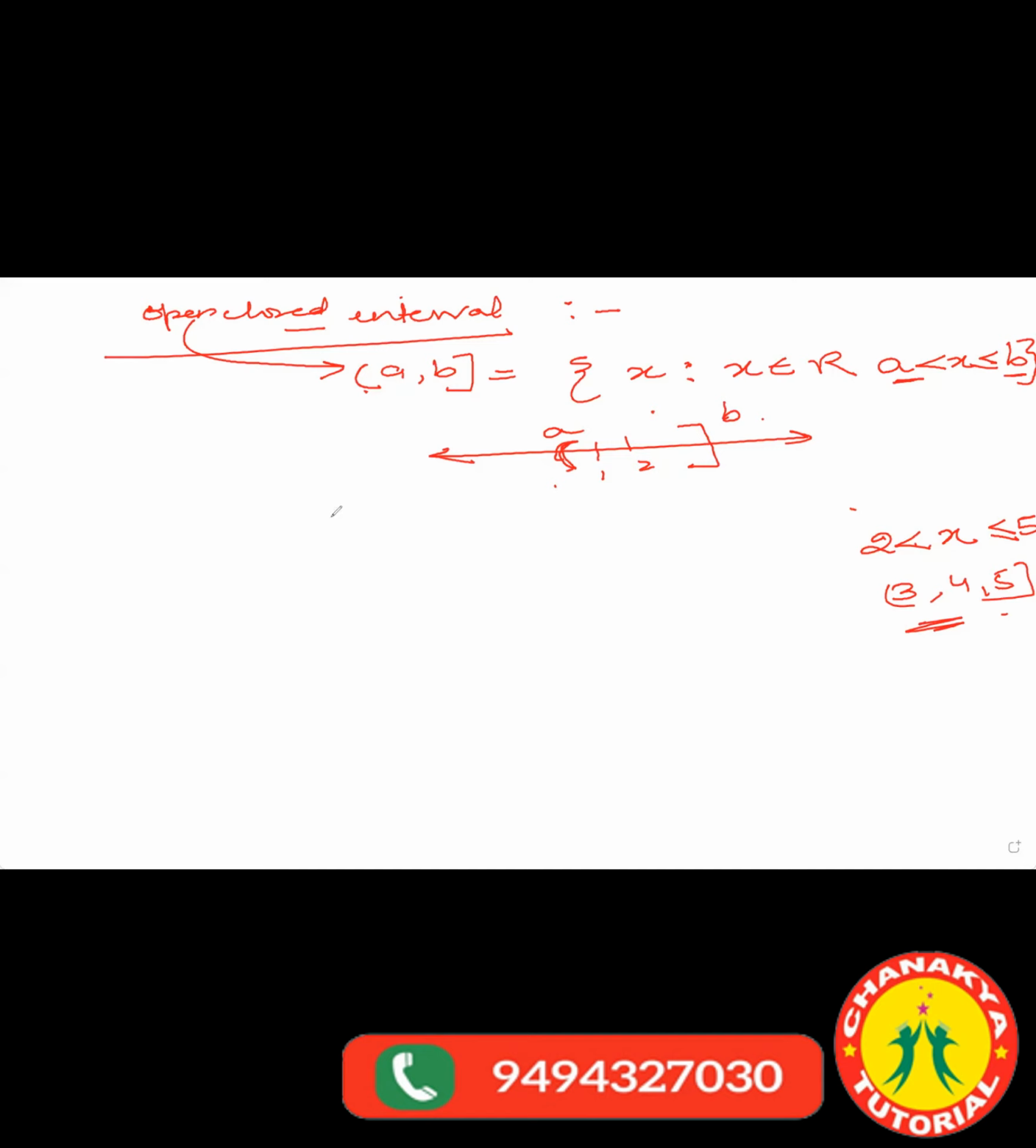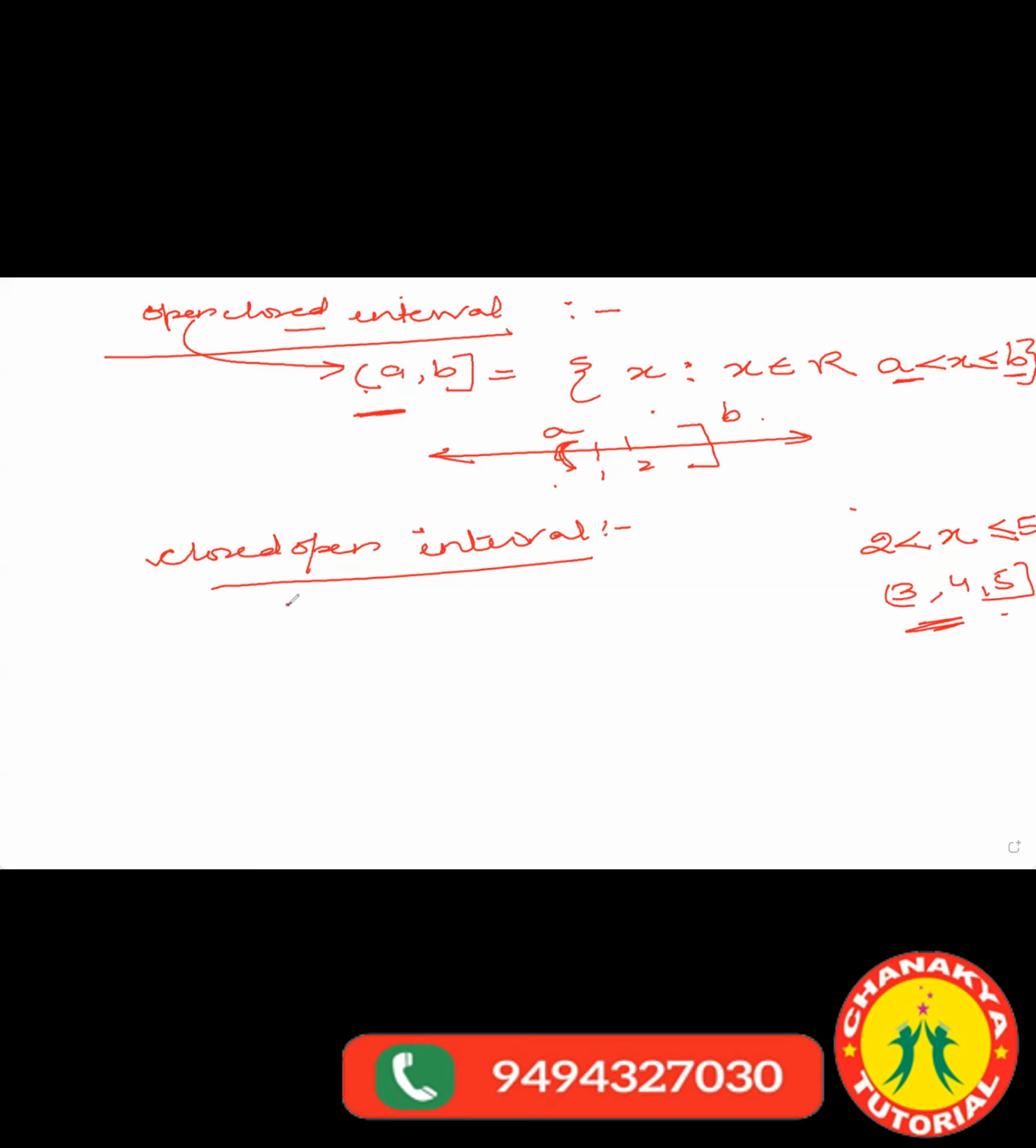Yes, ma'am. Now closed open. Ma'am, how do questions come on this? I will tell you, beta. Questions will not come based only on these intervals. On the basis of these intervals, questions in sets will be given. Then you will refine the sets. Okay. Clear, beta? Yes. These are the basic things.